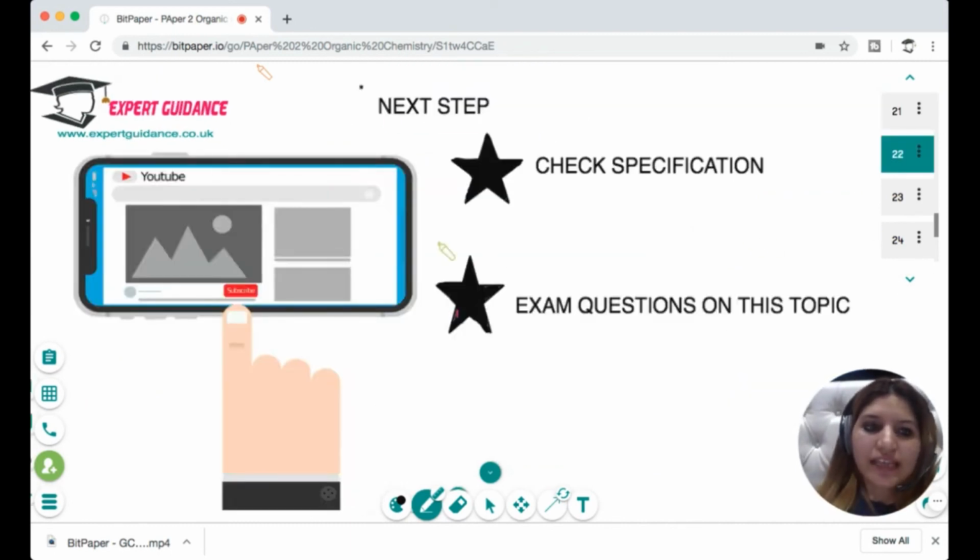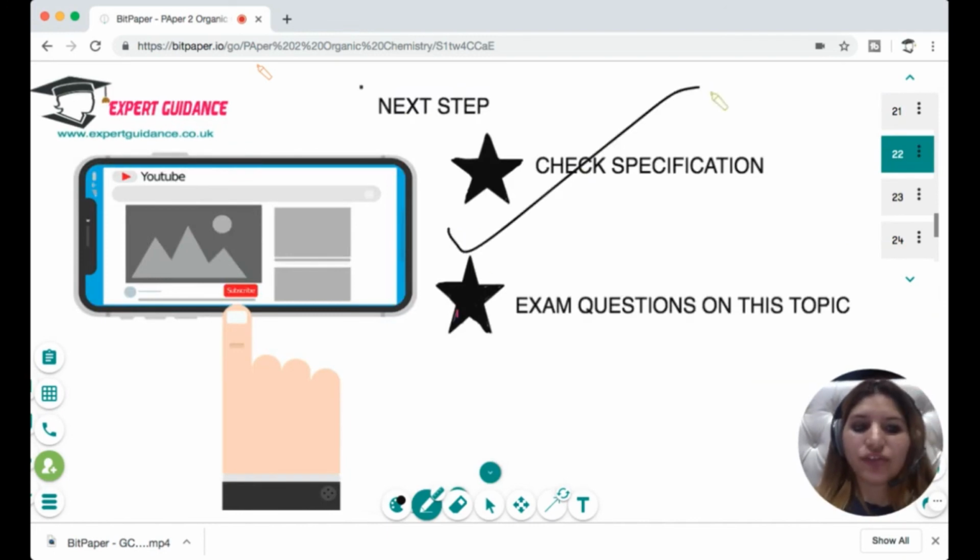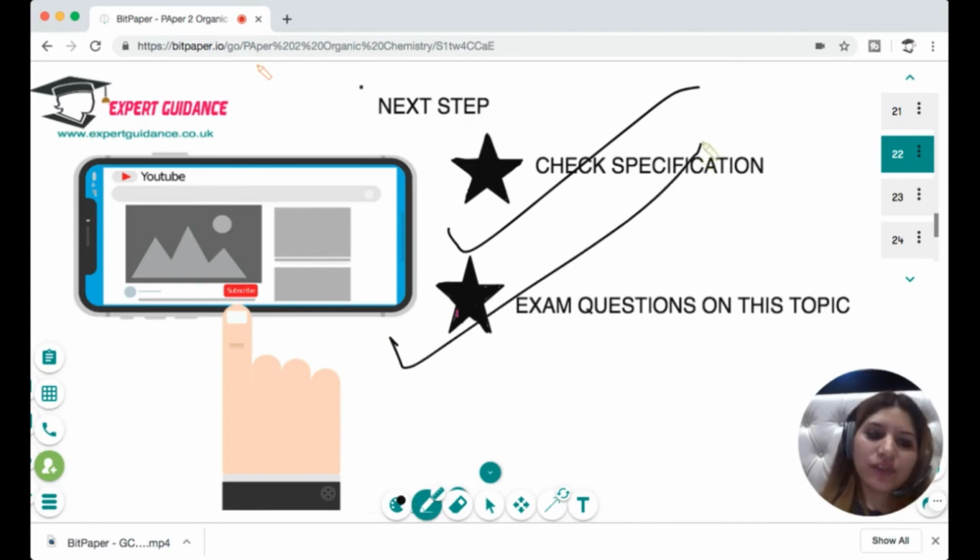So as always, our next step: check the specification, make sure everything in the specification is still clear to you, and do exam questions on this topic.